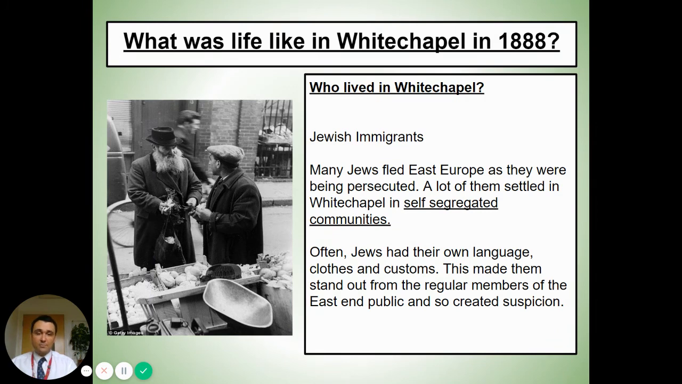And this can be seen with the fact that often the Jews in Whitechapel had their own language, clothes and customs. They seemed different to the locals. They would stand out from the regular members of the East End public, and this would create suspicion as a result. They didn't trust their ways.